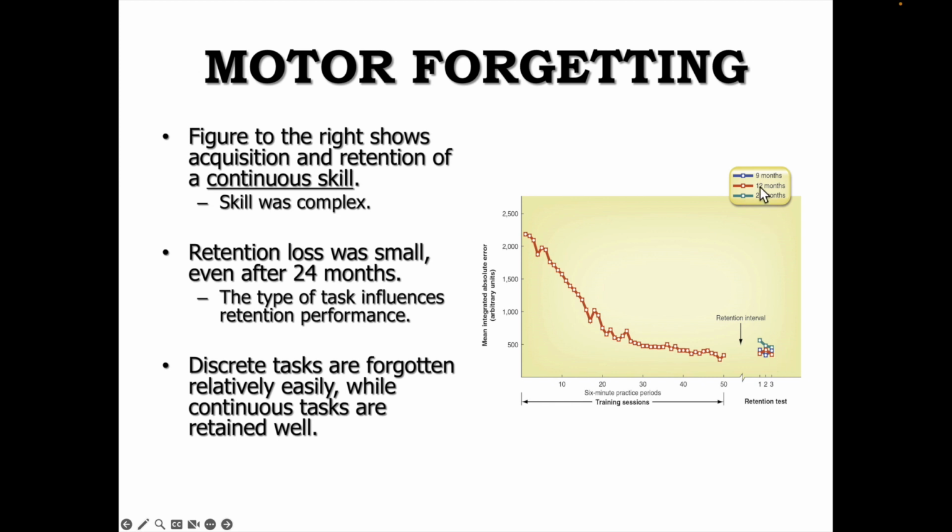Notice in this particular study, there was a 9-month retention interval, a 12-month, and a 24-month. What you know is that even after 9, 12, or 24 months, the amount of motor forgetting that occurred was very minimal. Even in the 24-month group, that group still performed quite well. So basically, discrete tasks are forgotten relatively easily, whereas continuous tasks such as jogging or swimming or biking are typically retained quite well.